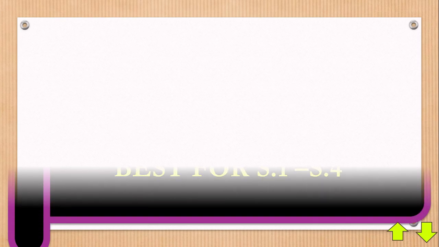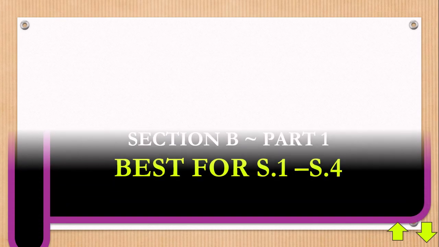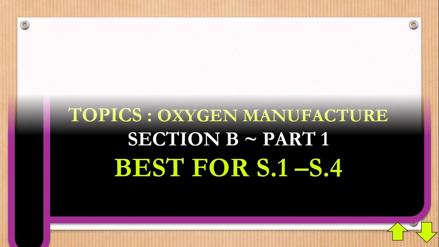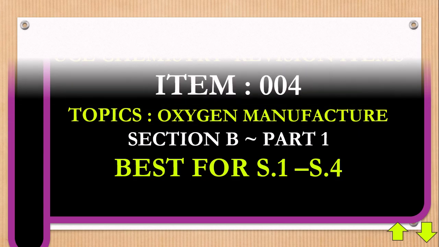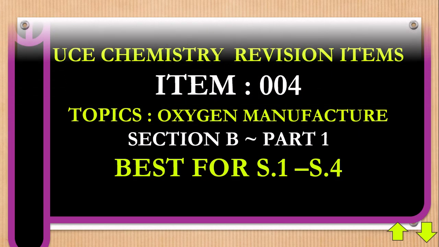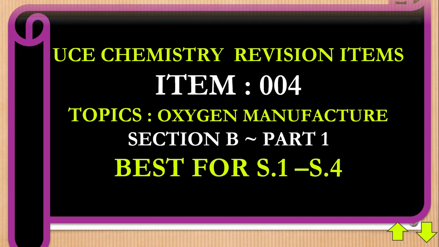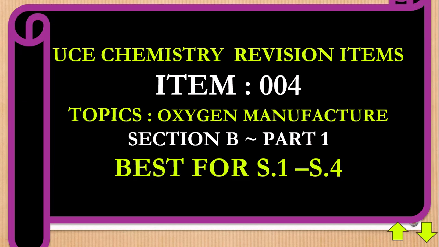We are still proceeding with our series of revision chemistry, and this time around we are on item 4, strictly coming from section B part 1. Of course, it is in this part that we look at the industrial process, in simple terms, how some substances are manufactured.